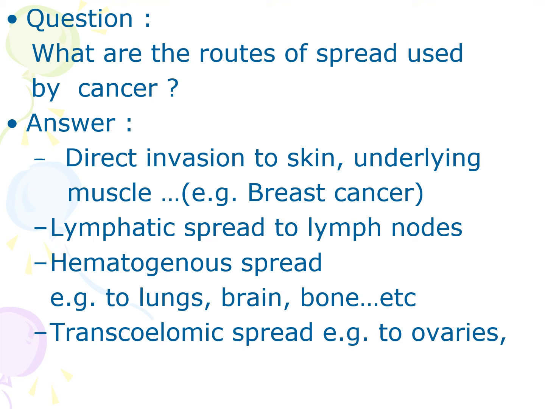Mechanisms of cancer spread are direct invasion, when the tumor grows and locally invades the adjacent structures. Lymphatic spread refers to when cancerous cells enter lymph nodes and vessels. Hematogenous spread is when cancer cells enter the bloodstream and spread to other distant parts of the body, and transcoelomic spread.